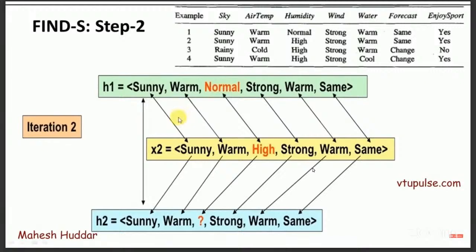Now you see the data set. Between the first row and second row, there is a difference in one column. Look at humidity. What is the first row humidity value? High. The second row humidity value is normal. You have a conflict there, right? If a conflict comes with the previous hypothesis, then you make it a question mark. It means you cannot decide. That is the next hypothesis, H2. In whichever field you got a different value from the previous one, replace it with a question mark. Now H2 is the new hypothesis.